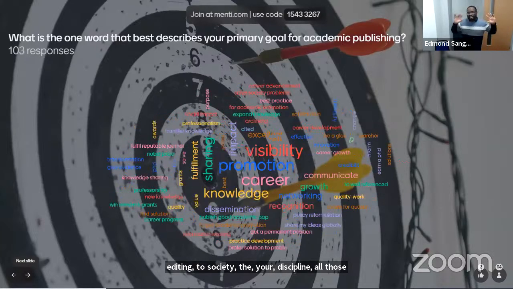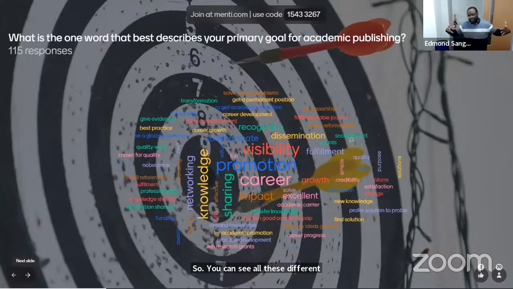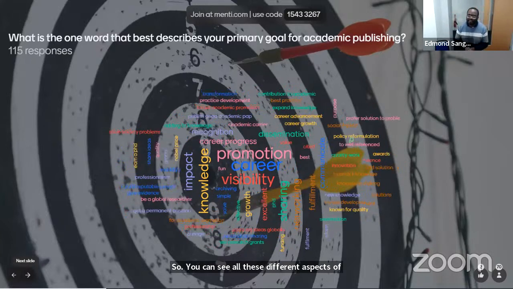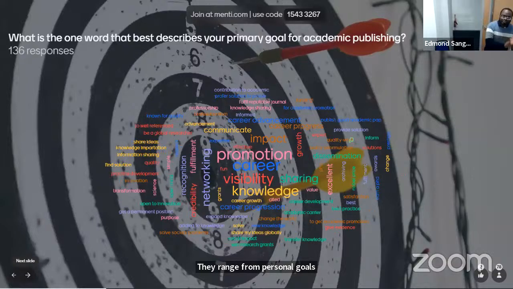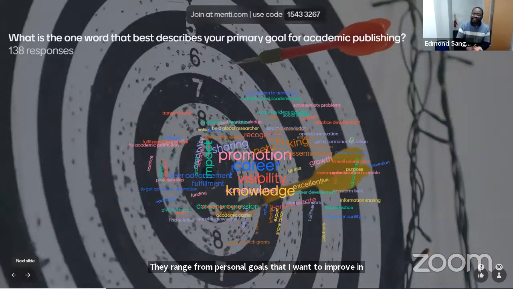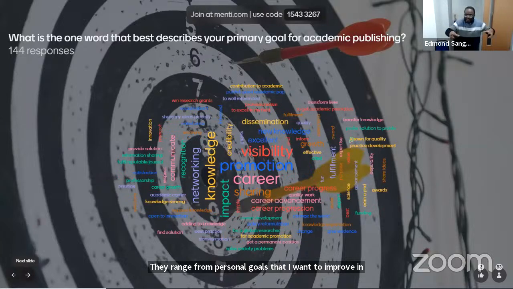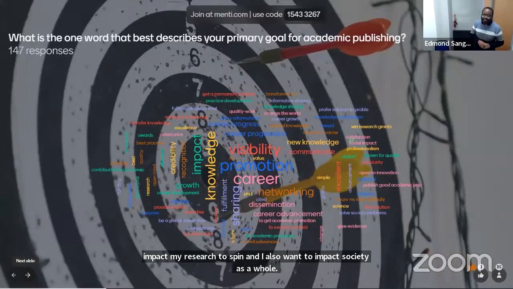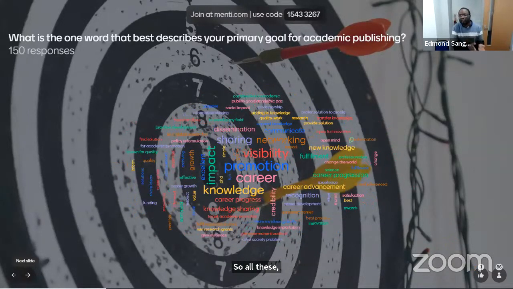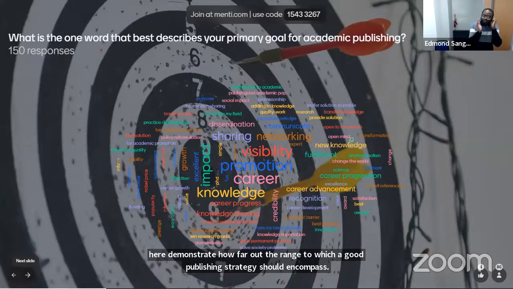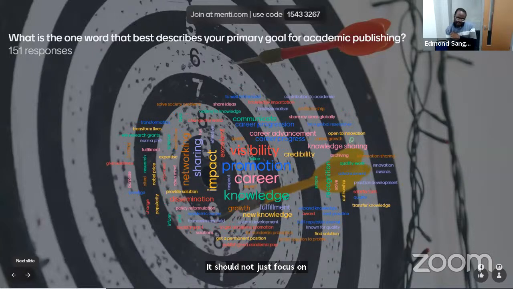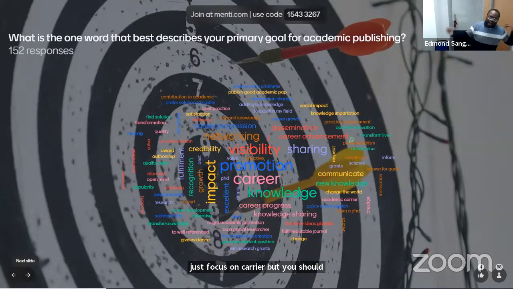So you can see all these different aspects of coming up with an effective publishing strategy. They range from personal goals that I want to improve in my career, I want to gain expertise, and I want to impact my research discipline, and I also want to impact society as a whole. So all these words that we are throwing in here demonstrate the range which a good publishing strategy should encompass. It should not just focus on career, but it should also involve impact. It should also involve connecting with other researchers.